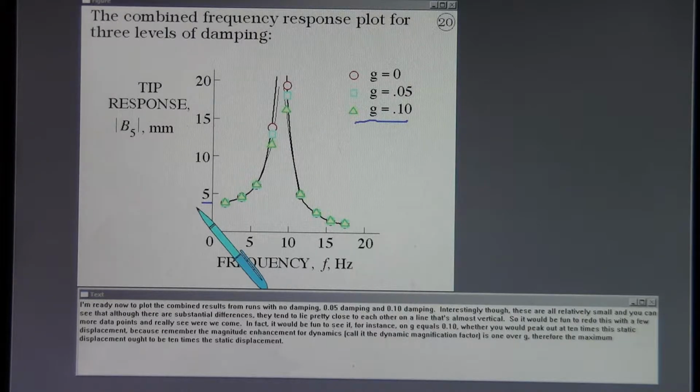Because remember, the magnitude enhancement for dynamics, call it the dynamic magnification factor, is 1 over G. Therefore, the maximum displacement ought to be 10 times the static displacement.